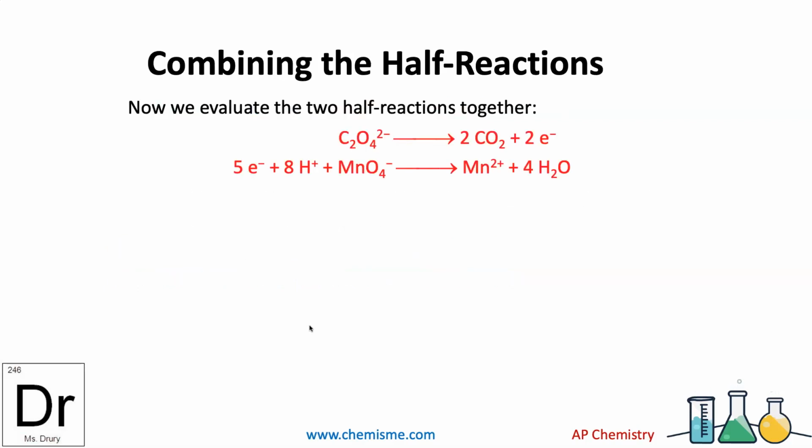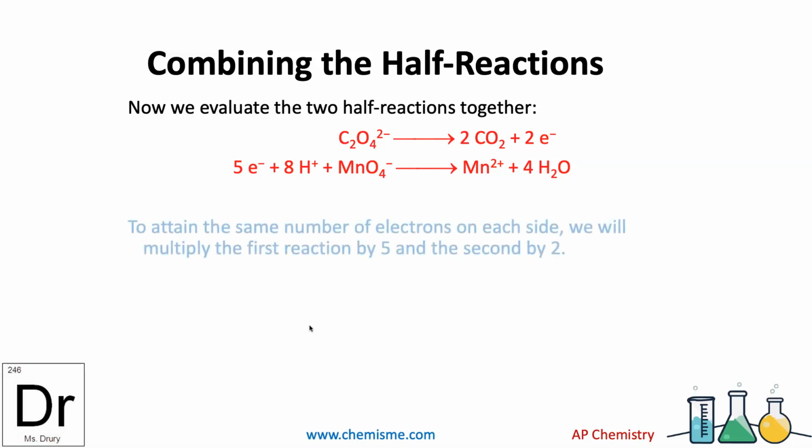So I just rewrote them. These are the 2 that we just figured out. And before I sum them, I got to check my electrons. If you notice, there are 2 electrons lost in the carbon example, but 5 gained in the manganese example. This cannot happen. You can't lose 2 but gain 5 somehow magically. So what we're going to do is make them both 10 because that's the lowest common multiple of 2 and 5. So in order to get the same number of electrons, we're just multiplying them out.